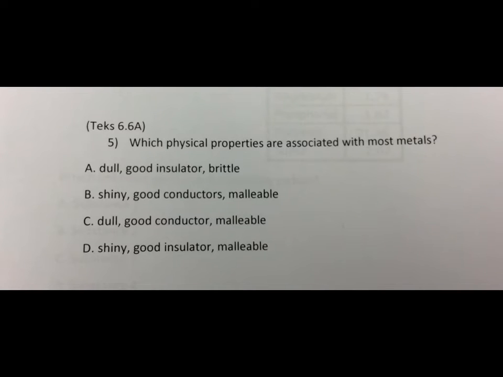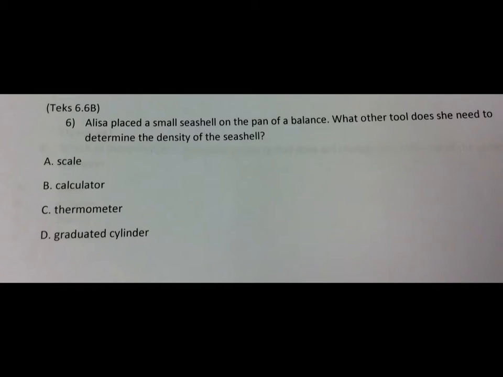Which physical properties are associated with most metals? A. Dull, good insulator, brittle, B. Shiny, good conductors, malleable, C. Dull, good conductor, malleable, or D. Shiny, good insulator, malleable.